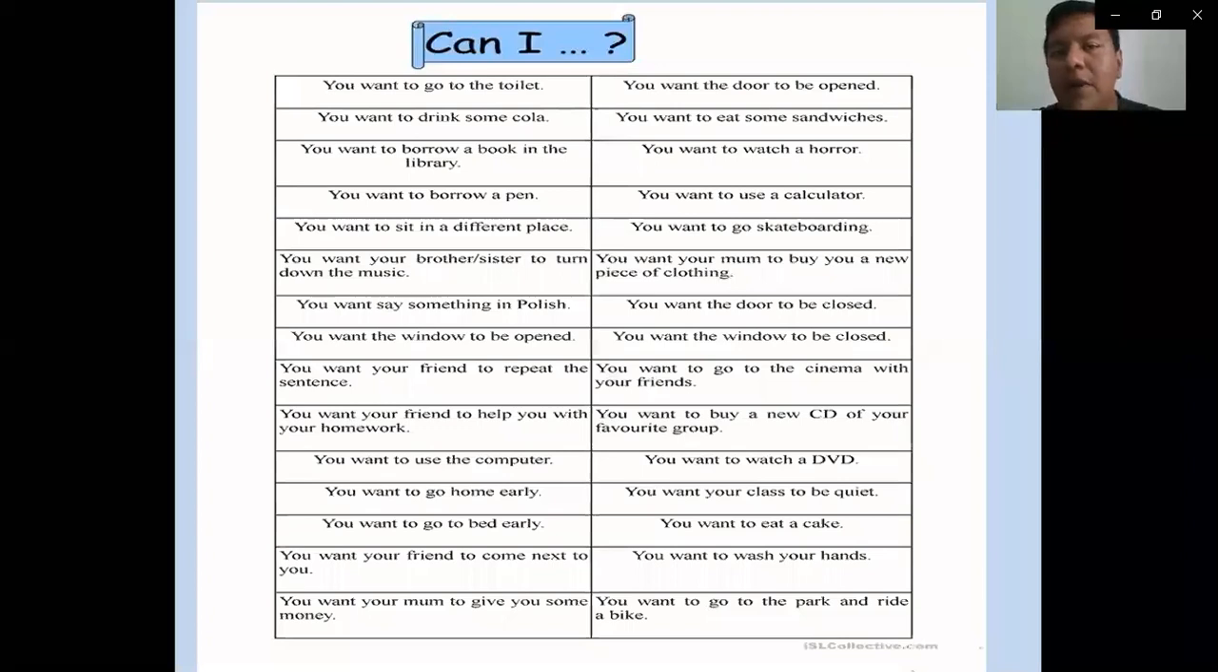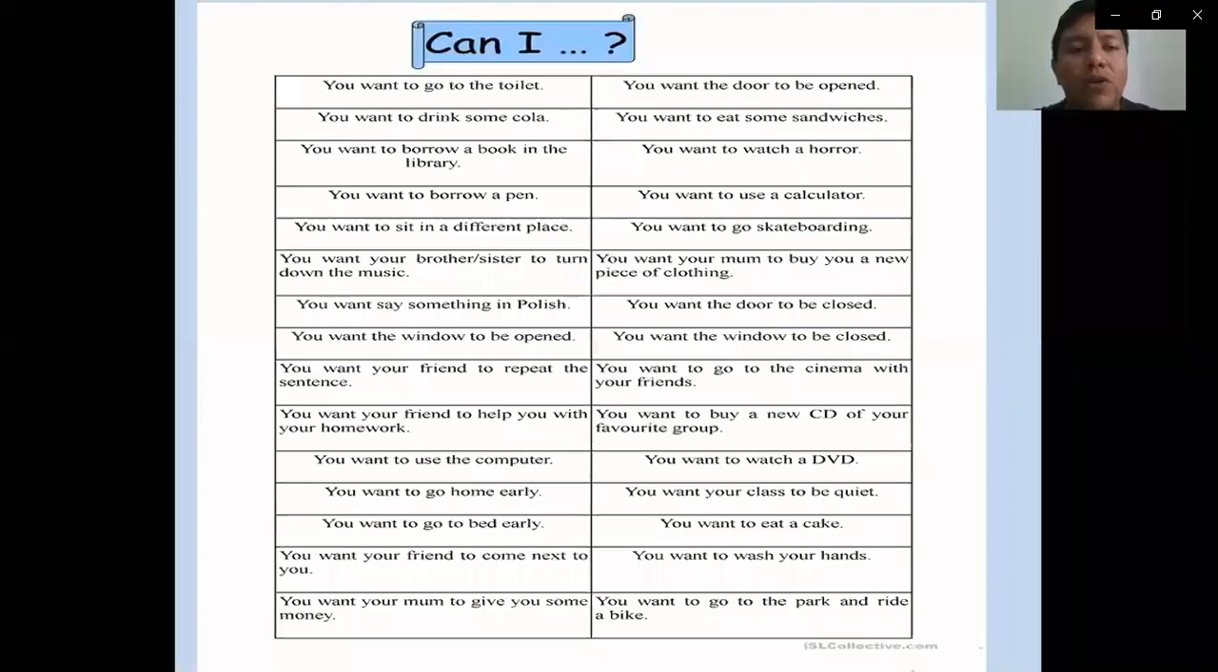Okay? Remember that you are not obligated to use just the personal pronoun I. You can use can you, can she, can he, can we, can they, okay? So, you want to drink some soda, tú quieres tomar algo de cola, entonces le vas a pedir a alguien cola. Can you give me some soda, please? And by the way, you are requesting something and you are using the modal verb can, okay?